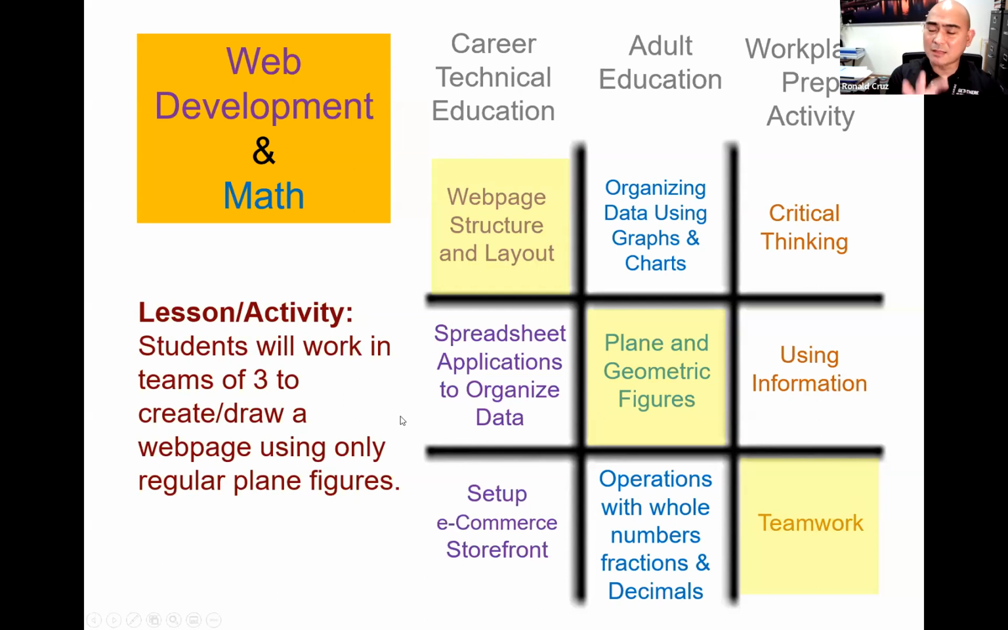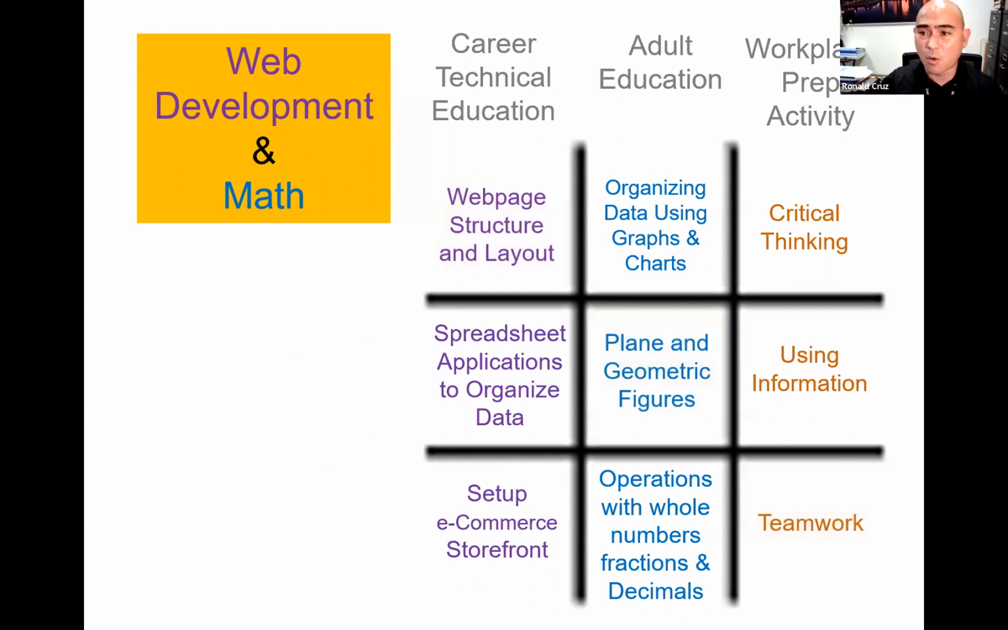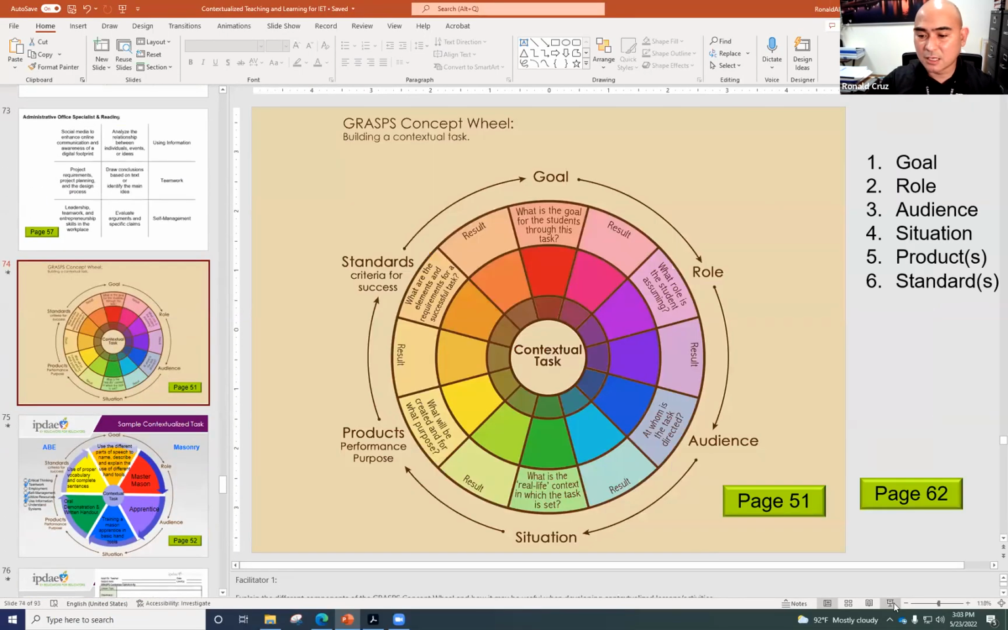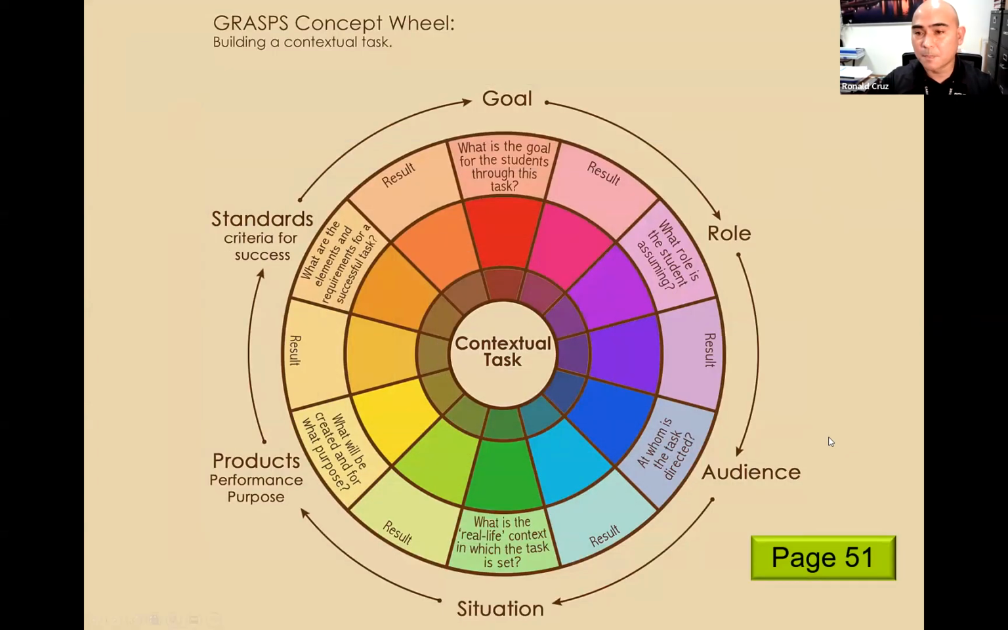But if I wanted to make this activity even more powerful, right, I want to lay it out into a template that completes all of the basic components that I need for a well-organized or contextualized activity. And that would be this GRASPS concept wheel.